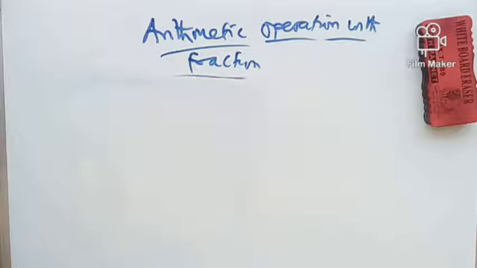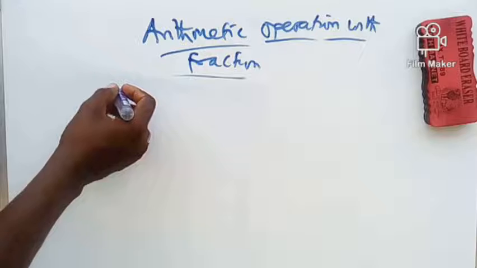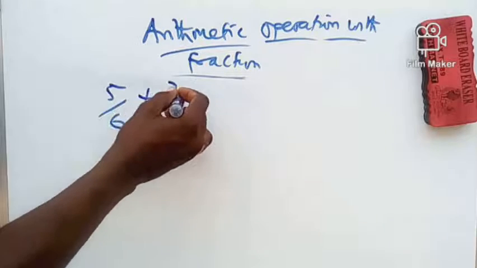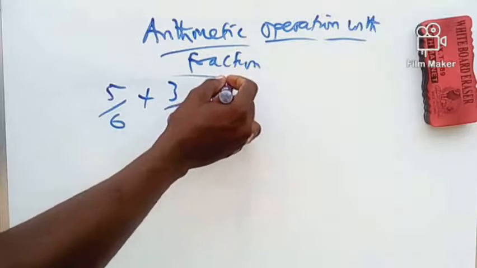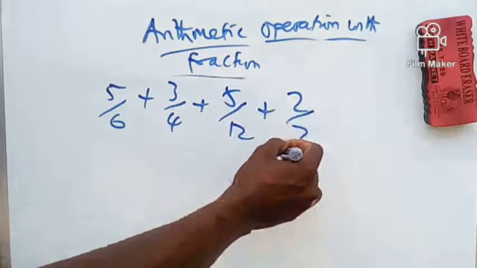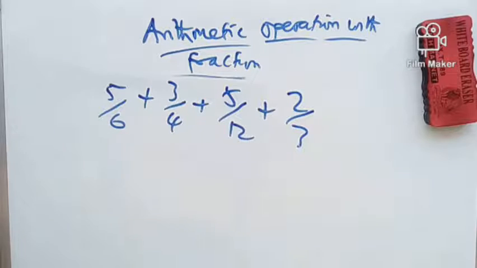So let's take another example on addition operation with fractions. Let's take an example like this: 5 over 6 plus 3 over 4 plus 5 over 12 plus 2 over 3. Simplify. Now to tackle this problem, remember the first stage is a very simple stage. Take all the denominators and find their LCM. That's just it.